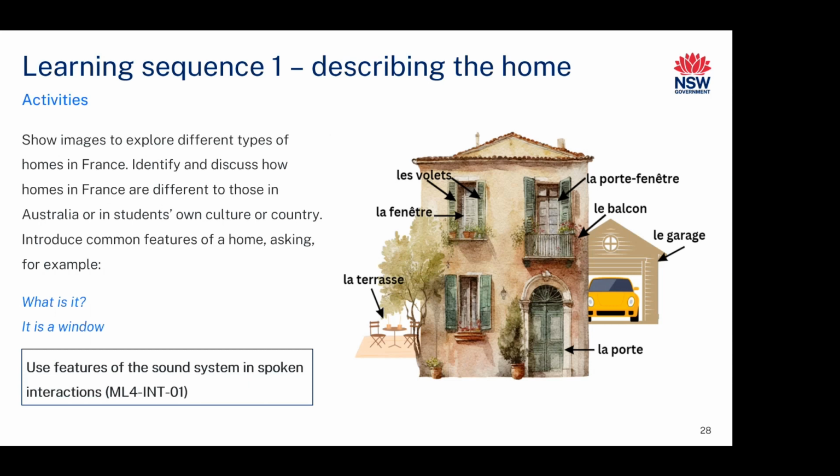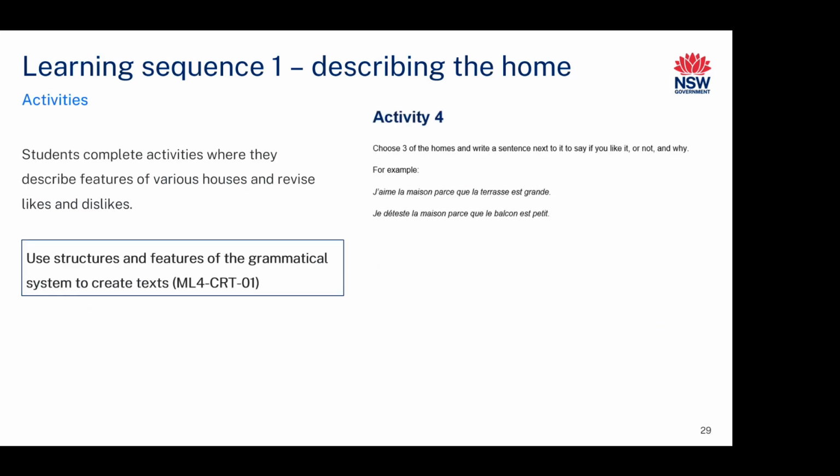Now we move to describing the home. This content is the vehicle for unpacking gender, definite and indefinite articles, and adjective agreement. We start off by showing images to explore different types of homes in France, identify and discuss how homes in France are different to those in Australia or the student's own culture or country, introduce common features of a home, asking, for example, what is it? And responding, it is a window. This activity addresses this interacting dot point. Next, students complete activities where they describe features of various houses and revise likes and dislikes.